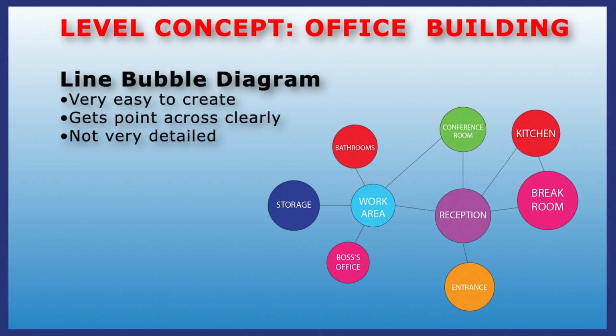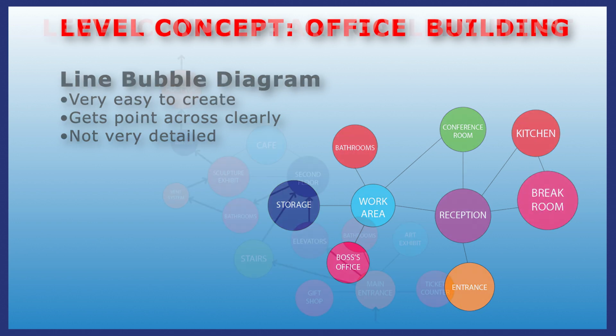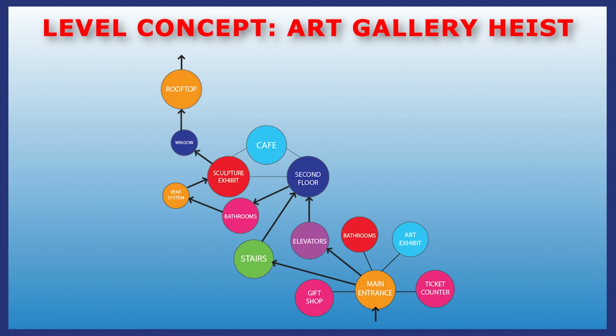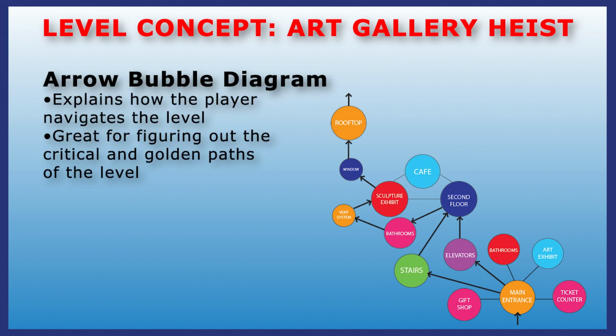It's very simple and gets the point across well, but it's a pretty bare-bones option that lacks a lot of the finer details that the other options have. Alternatively, instead of drawing lines, you could draw directional arrows to connect the bubbles. The arrows represent how the player would get from one area to another. This way you can easily nail down the path that the player takes to reach the goal, which is great for figuring out the critical and golden paths of your level.